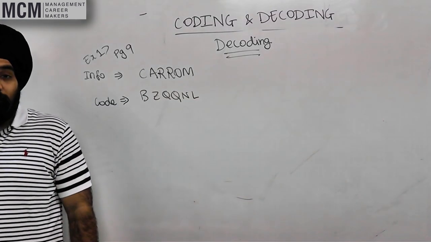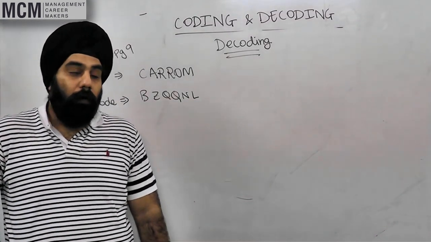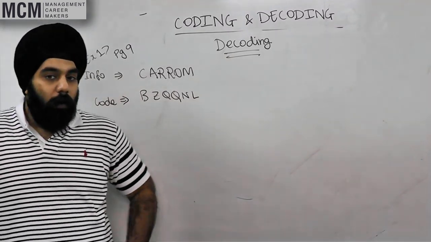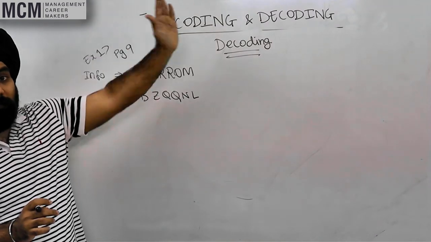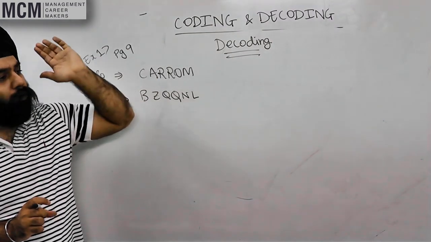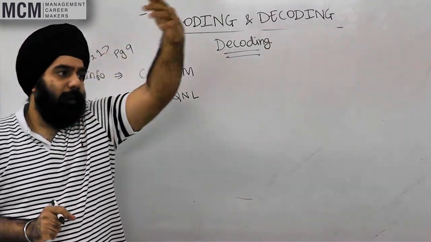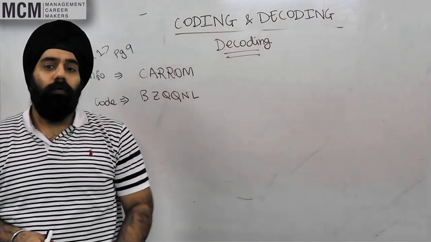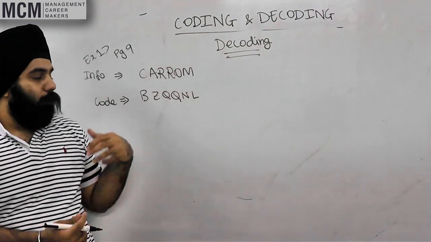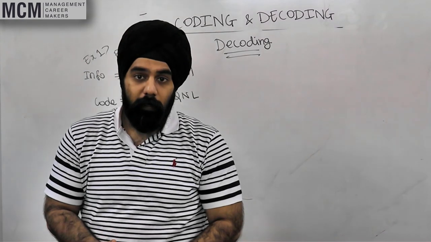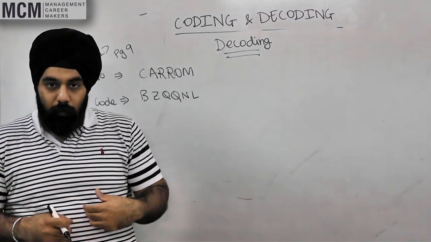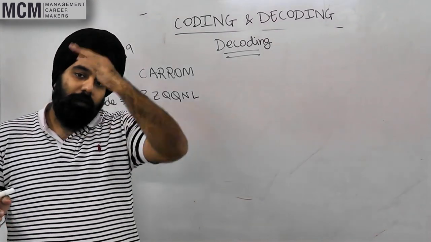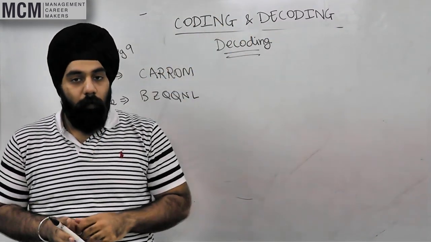Let's look at the first solved example on page 9. Now, all that we discussed has always been on the transmitting side, where you are coding the information and sending it across. If you want to code more words and send it across, how will you code that? Now let's move on to the receiving side. If you receive a coded message, how do you convert it back to the information that you want?